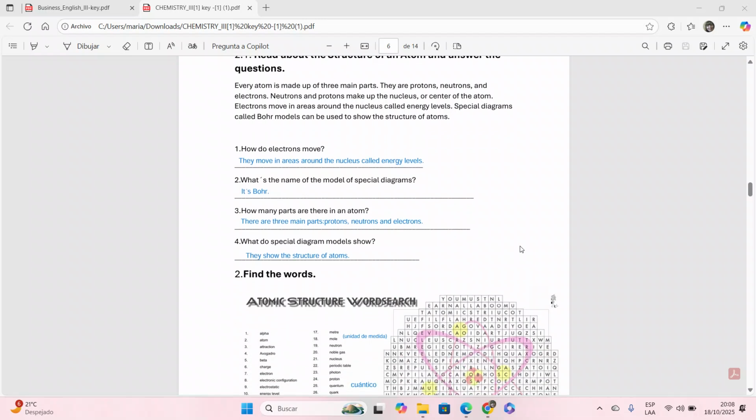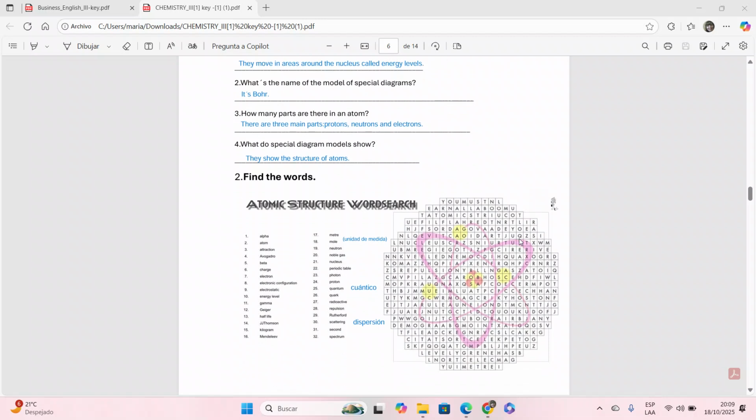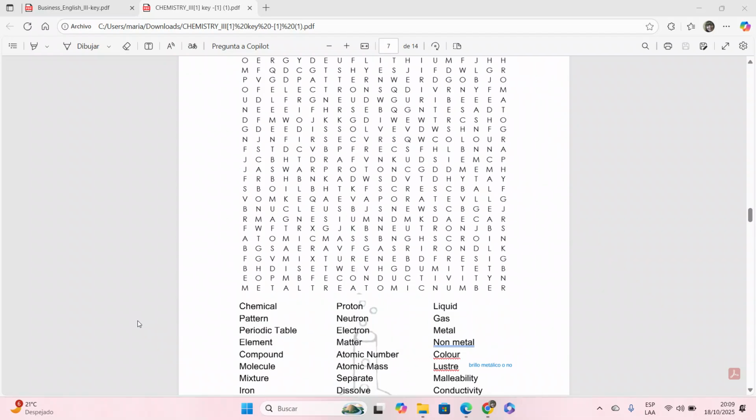1. How do electrons move? They move in areas around the nucleus called energy levels. 2. What's the name of a model of special diagrams? Bohr. 3. How many parts are there in an atom? There are three main parts: protons, neutrons, and electrons. 4. What do special diagram models show? They show the structure of atoms. Well, number 2, to find out the words, is for you. 5. Chemical patterns for you.